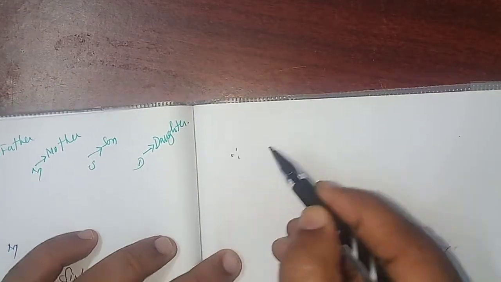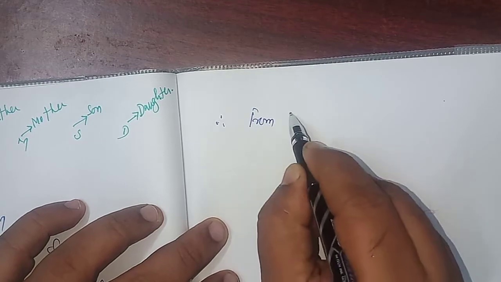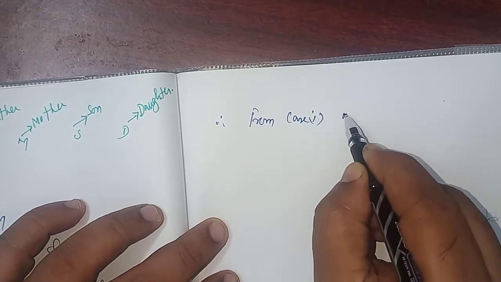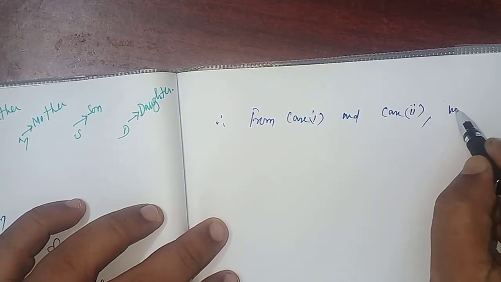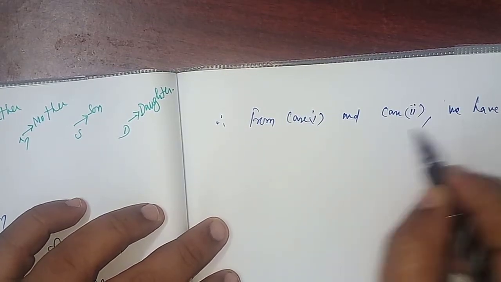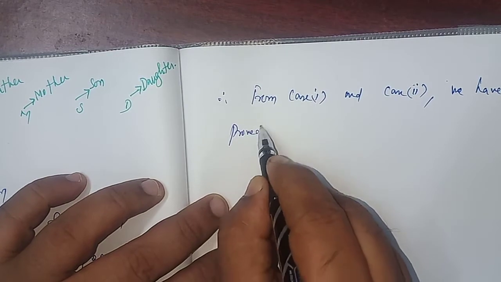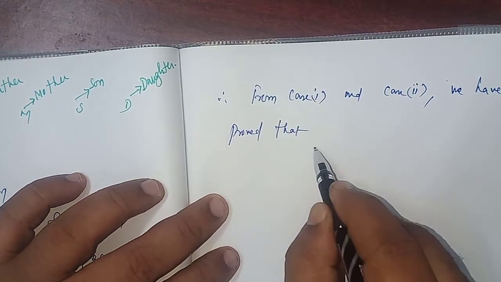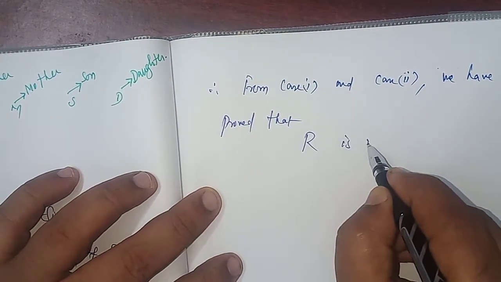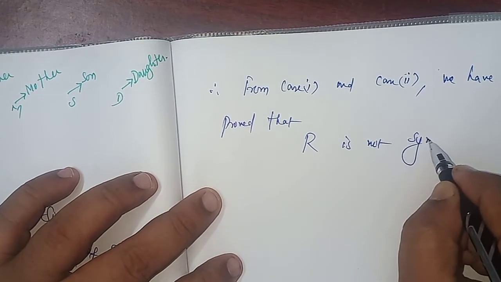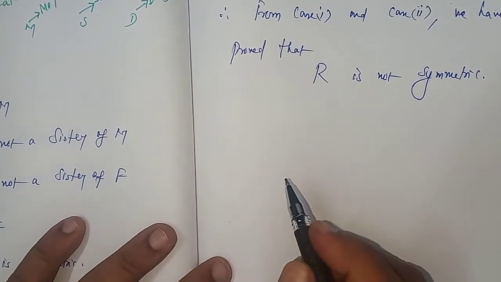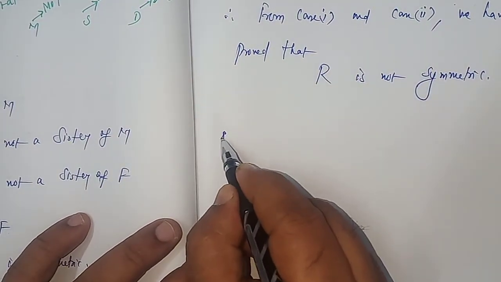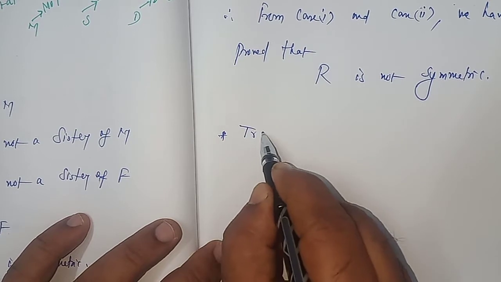Therefore, you have to write the result from case 1 and case 2. We have proved that R is not symmetric. Now we can go for the final one. It's transitive.